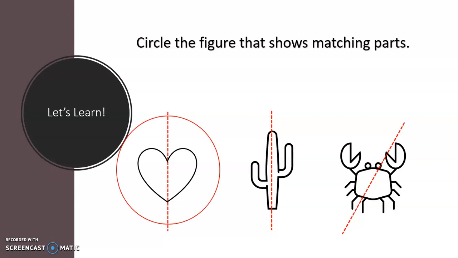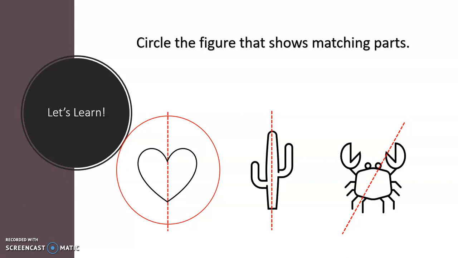Yes, the heart has matching parts. You see, it looks the same on both sides. The cactus does not. If we had the picture of the cactus on a sheet of paper and we folded it in half, it would not look the same on both sides. The same with the crab. It does not look the same on both sides because if we had that picture and we folded it in half on that line that I've drawn, you would see that it does not look the same on both sides.